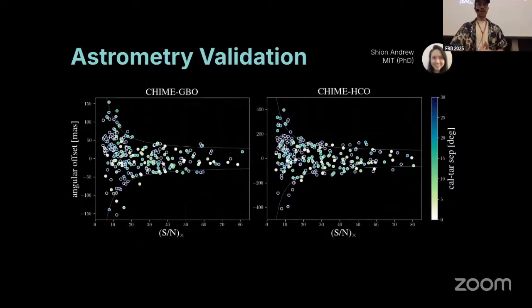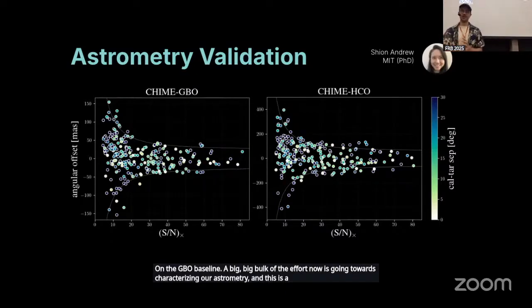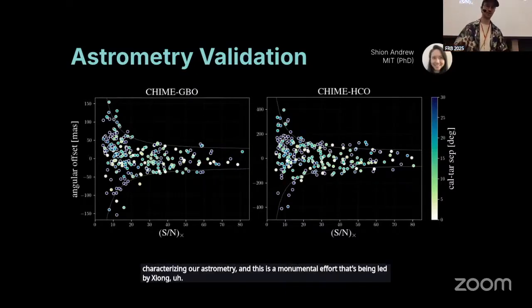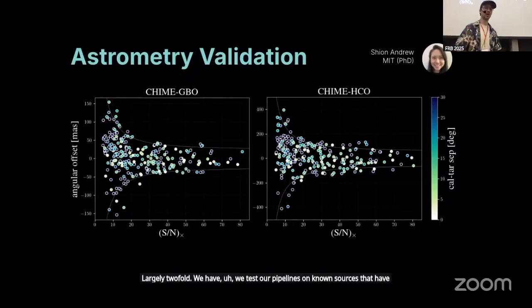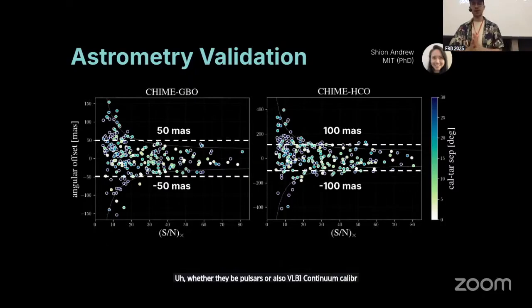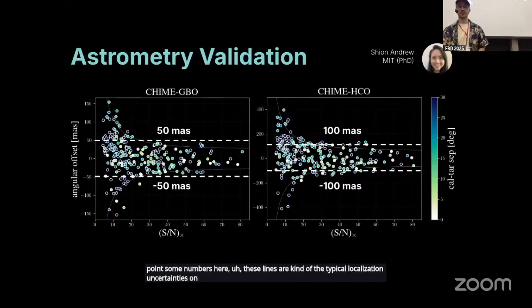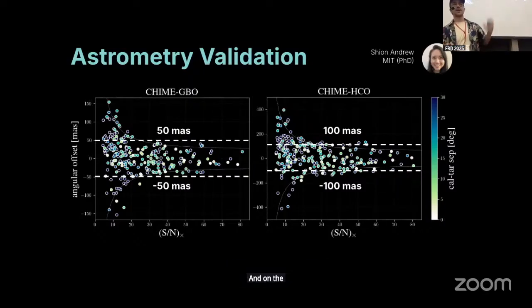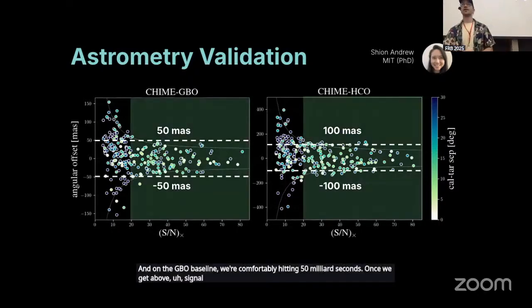A big bulk of the effort now is going towards characterizing our astrometry, and this is a monumental effort being led by Shion and other members of the collaboration as well. The method we use is largely twofold. We test our pipelines on known sources that have known VLBI astrometries, whether they be pulsars or VLBI continuum calibrators. These lines are the typical localization uncertainties on these sources that we've targeted. On the GBO baseline, we're comfortably hitting 50 milliarcseconds once we get above a signal to noise of 20 in cross correlation.